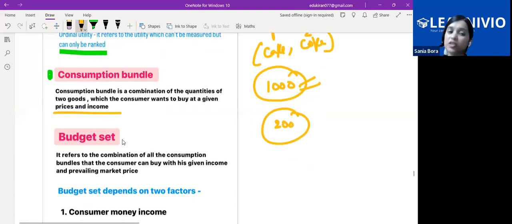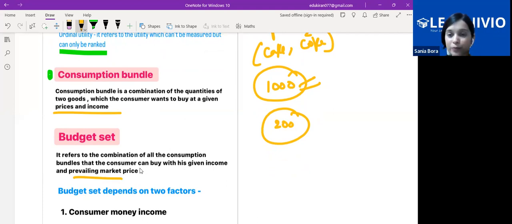Now the next one is the budget set. It refers to the combination of all the consumption bundles that the consumer can buy with his given income and prevailing market price. Right? So it is basically the combination of all the consumption bundles that a consumer can buy. Earlier it was the combination of quantities which the consumer wants to buy, right? But now the budget set is the combination that the consumer can buy.